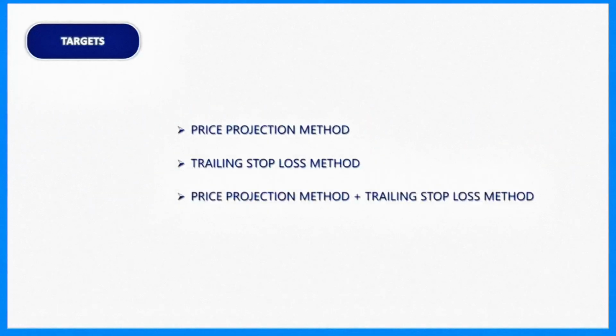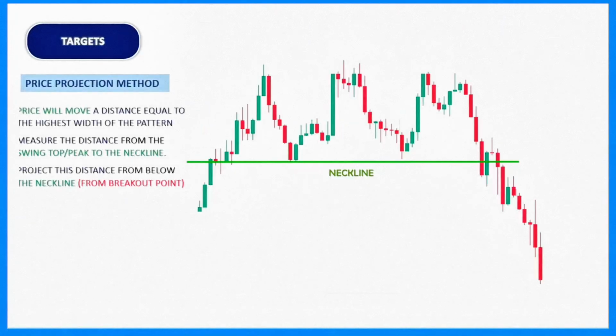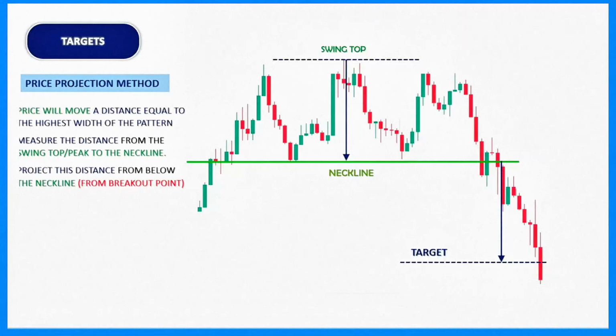There are three methods to set your targets. 1. Price projection method. Measure the distance from the neckline to the highest swing top. Then, project this same distance downward from the neckline. The projected level will act as your take profit target.